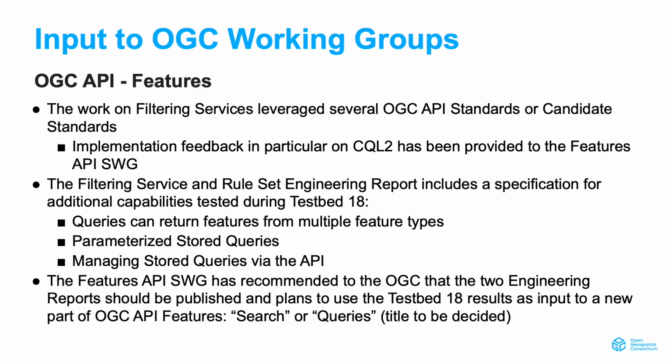The work on advanced filtering for SWIM feature data leveraged several OGC API standards or candidate standards. Implementation feedback, in particular on the Common Query Language CQL2, has been provided to the Features API Standards Working Group and helped to improve the specification. In addition, the Filtering Service and Rule Set Engineering Report includes a specification for additional capabilities tested during Testbed 18. Queries can return features from multiple feature types, parameterize stored queries, and manage stored queries via the API. The OGC Features API Standards Working Group plans to use the Testbed 18 results as input to a new part of OGC API Features.